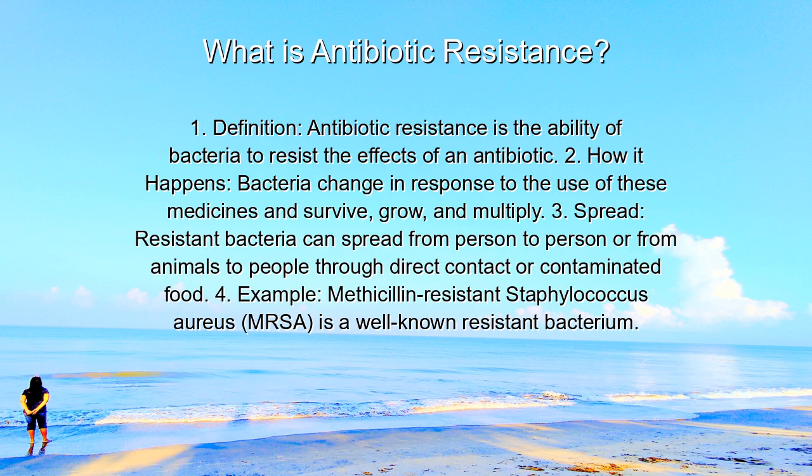What is antibiotic resistance? 1. One definition: antibiotic resistance is the ability of bacteria to resist the effects of an antibiotic. 2. How it happens: bacteria change in response to the use of these medicines and survive, grow, and multiply. 3. Spread: resistant bacteria can spread from person to person or from animals to people through direct contact or contaminated food. For example, methicillin-resistant Staphylococcus aureus, MRSA, is a well-known resistant bacterium.